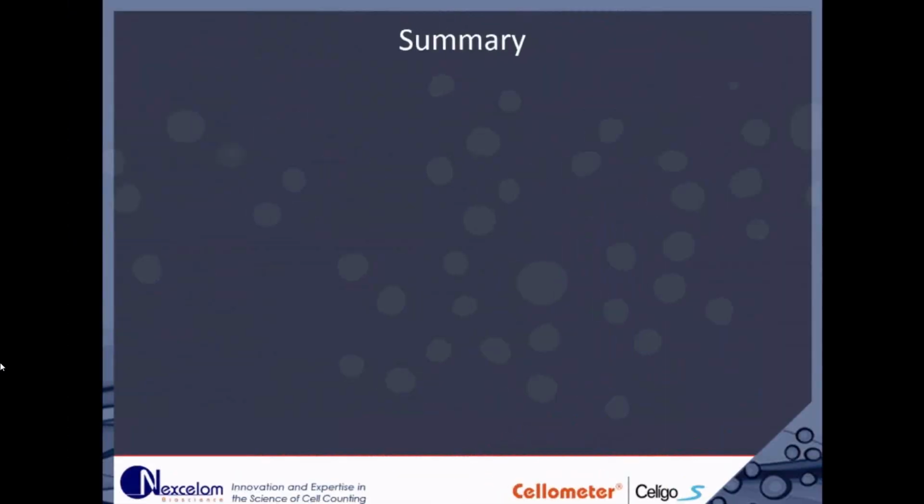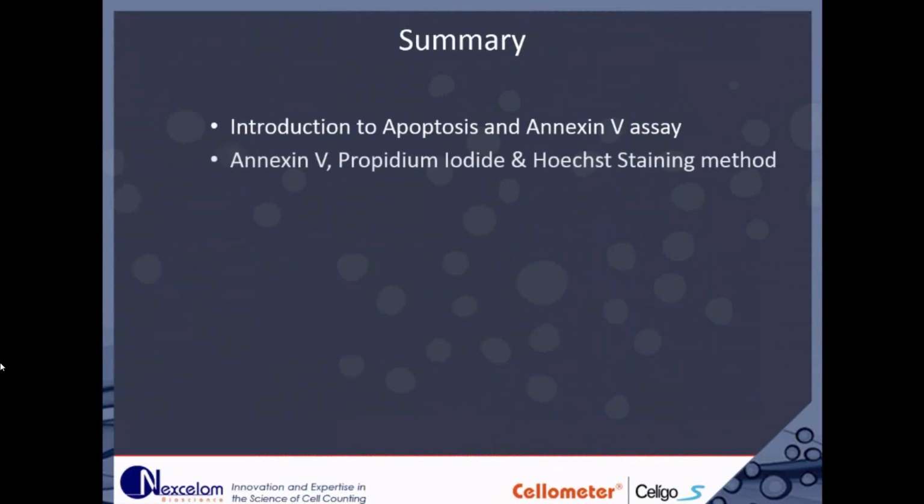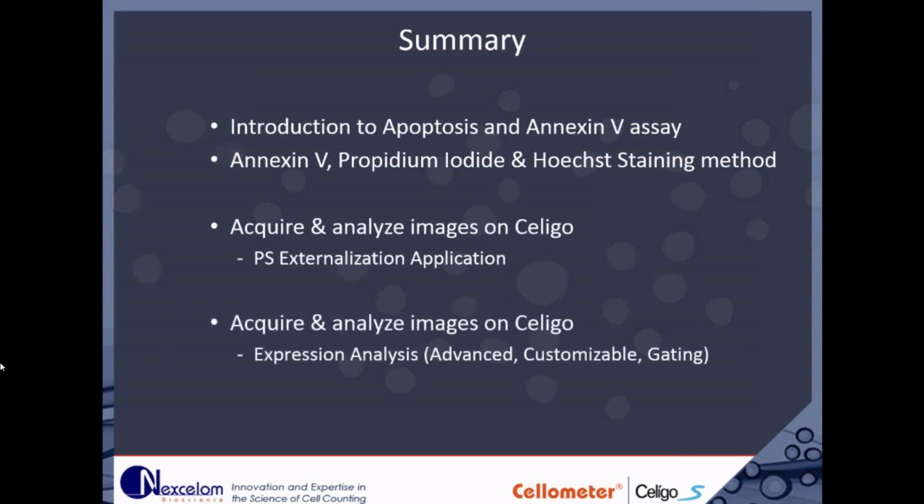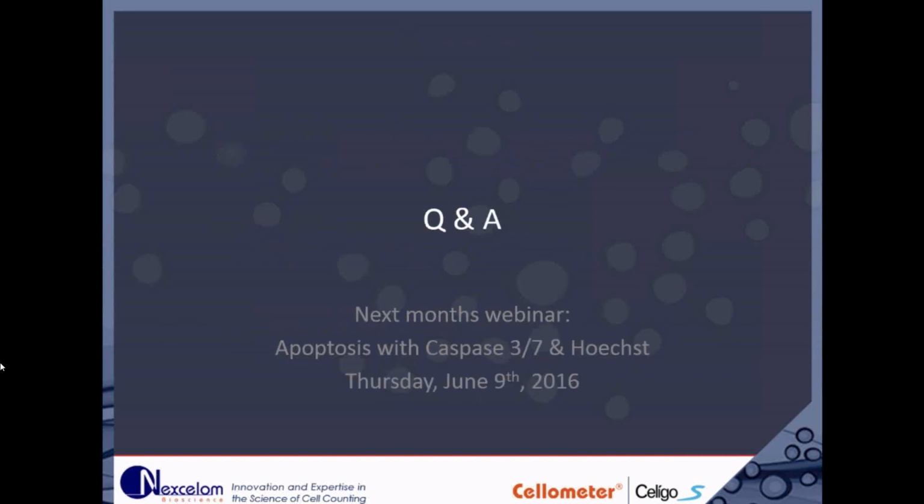Okay, so in summary, we've covered quite a bit in this application. We've showed you the apoptosis Annexin 5 assay, the method, how to stain your cells, how to acquire your samples easily on Celigo, and then a more complex, advanced method incorporating a bright field image in your acquisition. So at this point, I know you're going to have a lot of questions, so let's open up the forum for questions. We covered a lot today.